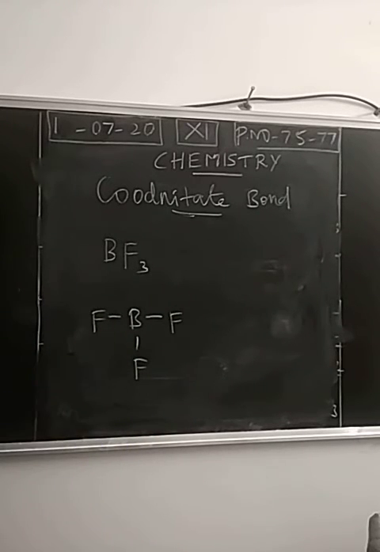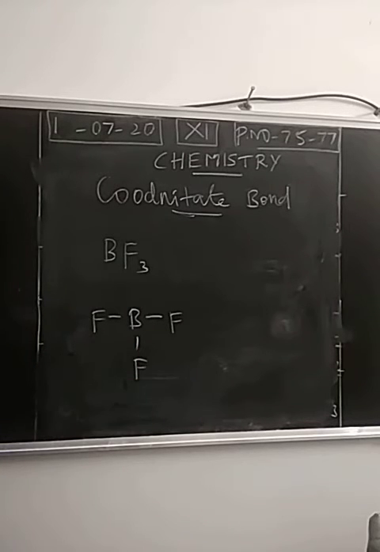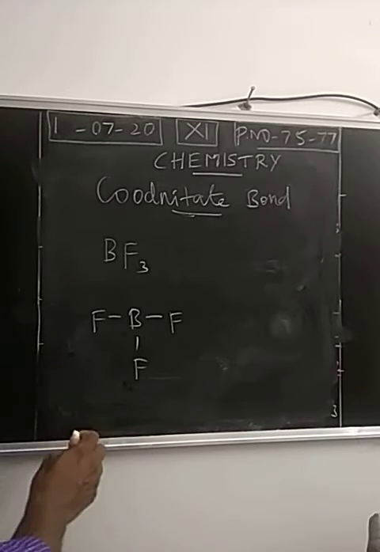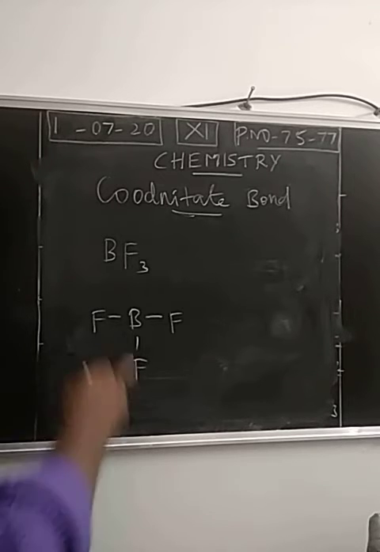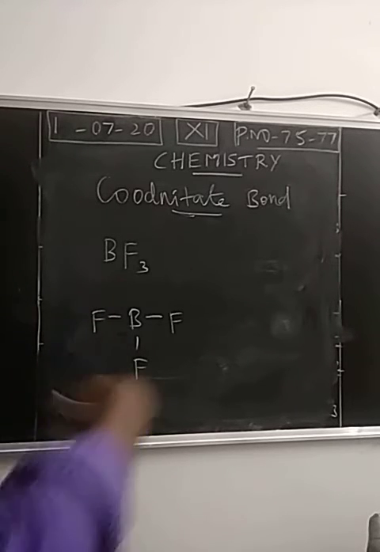When we observe this Lewis dot structure, all the fluorine atoms are stabilized. The 3 fluorine atoms are obeying the octet rule. Around fluorine, 8 electrons will be there. But what about boron? 2, 4, 6. Only 6 electrons present. So this boron is electron deficient in nature, but the molecule is stable.